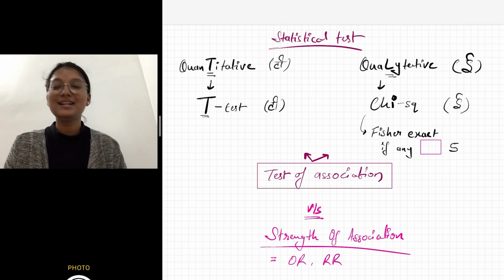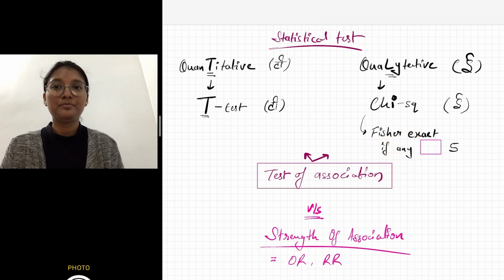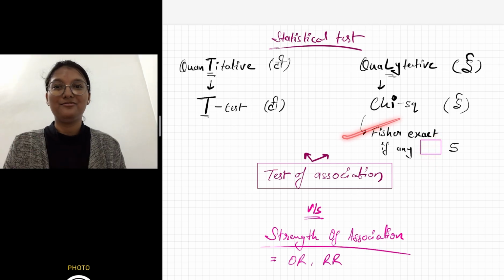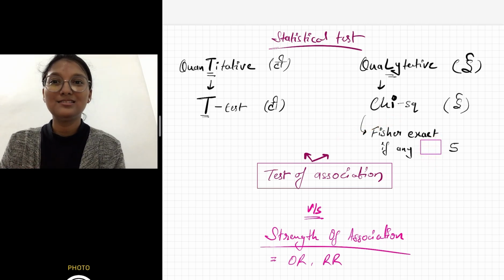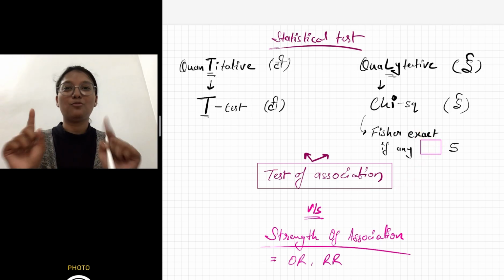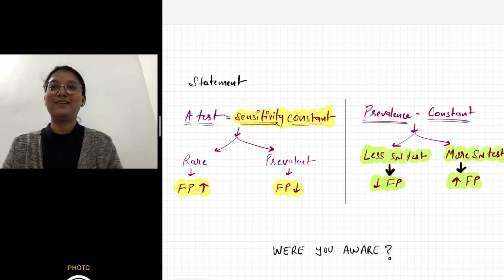And for Fisher exact, if in the 2 by 2 table any value is less than 5, then we mark Fisher exact. So this is less than 5 and not more than 5, therefore I have made this awareness box. I call it awareness box. You have to be aware that it is less than 5.